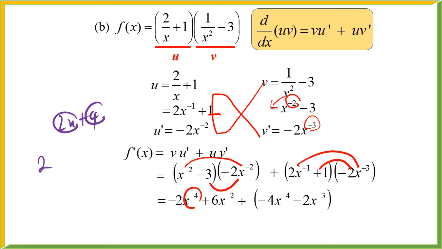So we have the power of negative 4 terms: negative 2 minus 4 is negative 6. And then we have plus 6x to the power of negative 2, and we have minus 2 of x to the power of negative 3. So this is the final answer. It should be the same as the other method we did. Okay, so it's up to you whether you want to expand or factorize out the common factor that you see in the expression.